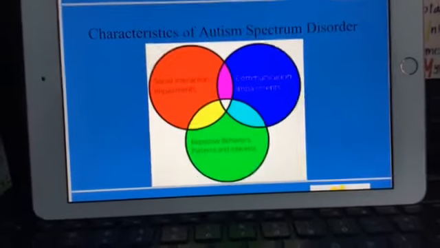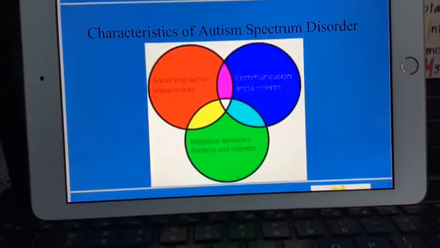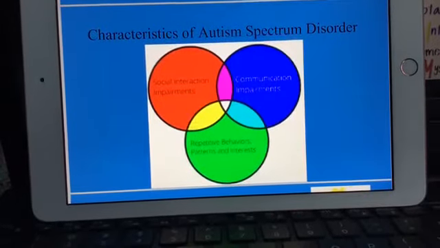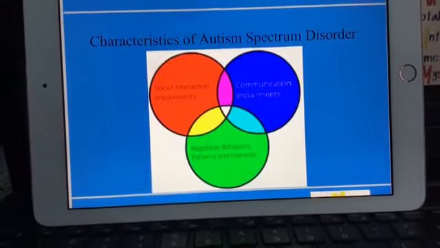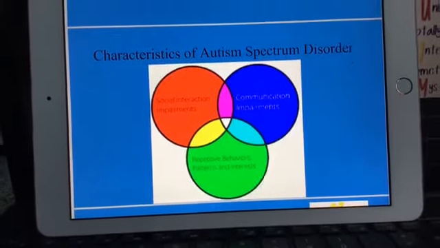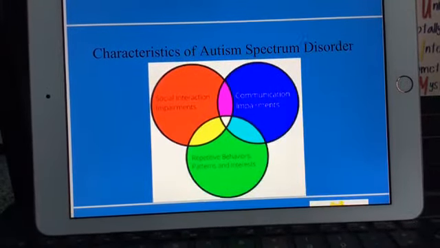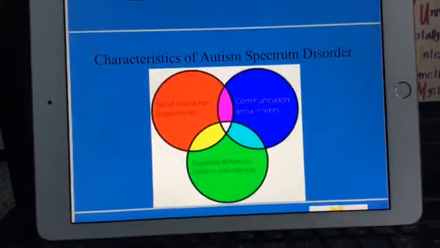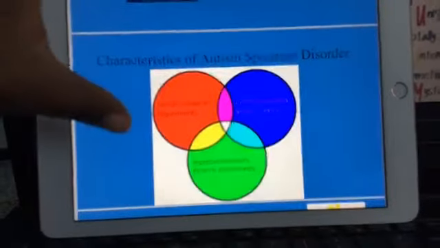So I just have a visual of the characteristics of autism spectrum disorder. Like I said, it's a combination of social interaction impairment, communication impairment, and repetitive behavior patterns and interests. And that could range across a number of different things.